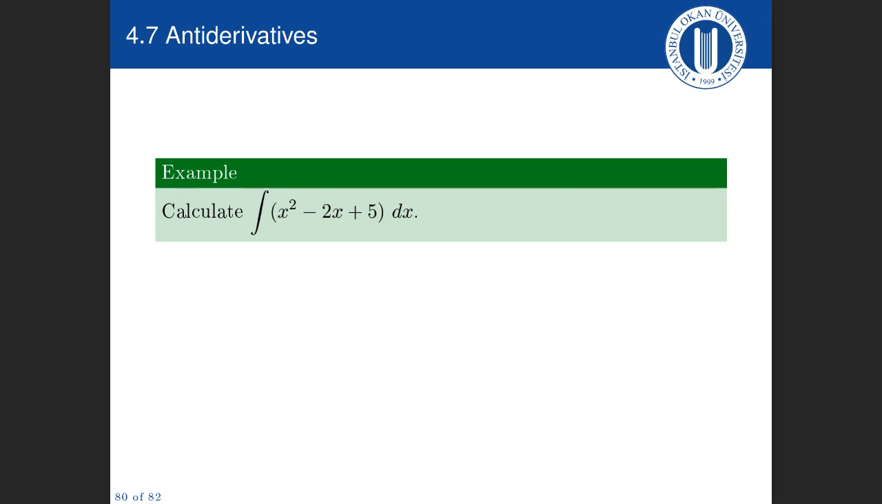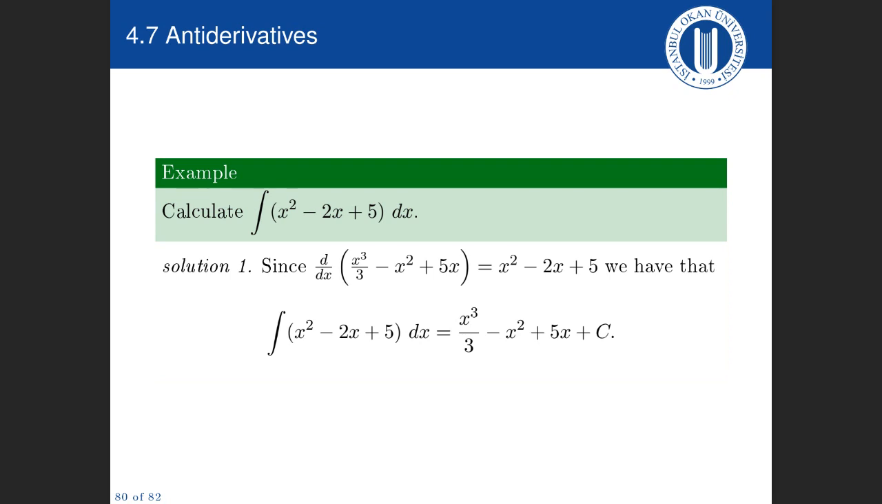For example, calculate the indefinite integral of x squared minus 2x plus 5 dx. I'm going to solve this two ways. Let's suppose that we can see an antiderivative straight away. Let's suppose we've been doing calculus long enough that we can look at x squared minus 2x plus 5 and say, I know an antiderivative of that is x cubed over 3 minus x squared plus 5x. Then the answer to this question is this function, and then always remember plus c.